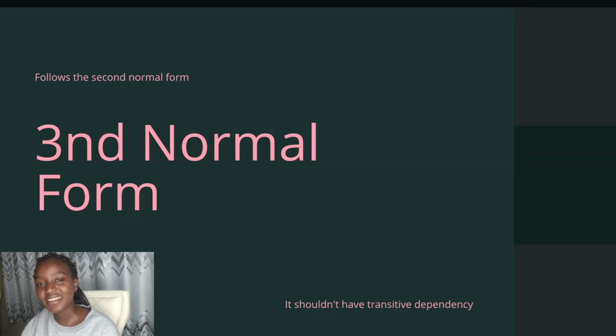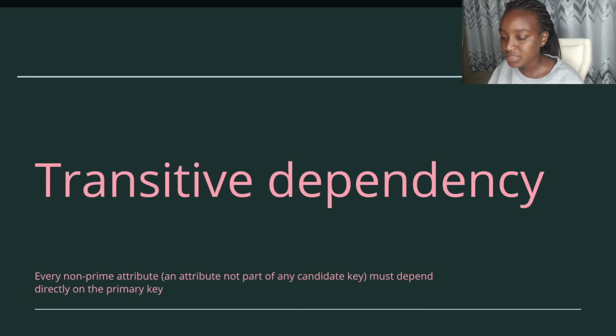Let's look at third normal form. We do have two rules for this. We have that it should follow the second normal form, the bridge. I'll keep referencing the bridge. Anyway, and it shouldn't have transitive dependency. So what do we mean when we talk about transitive dependency? Every non-prime attribute, those are the columns that are not part of the primary key, must depend directly on the primary key.